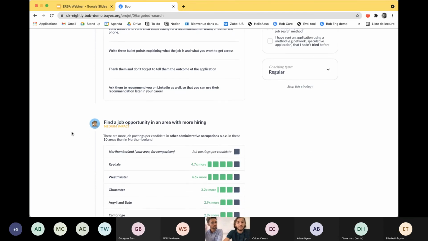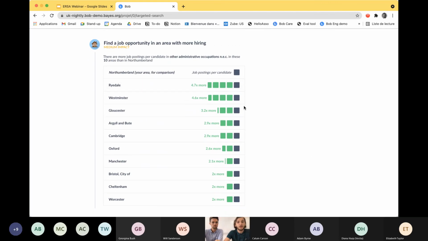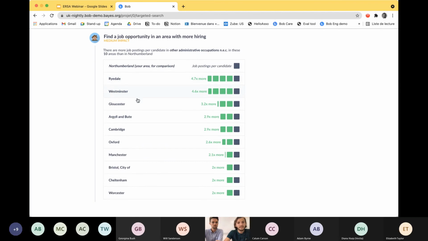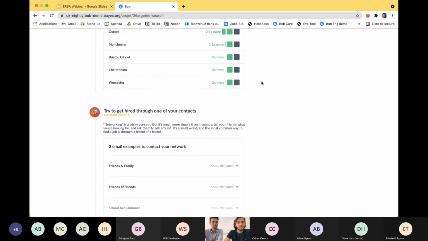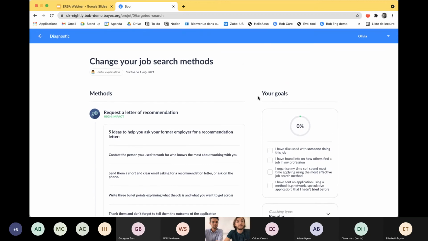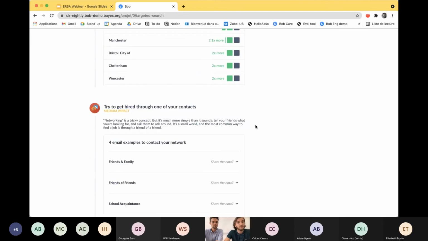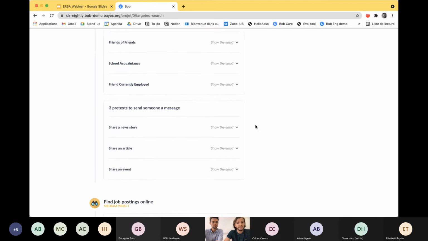And below, you have some more localized methods, which is find a job opportunity in an area with more hiring, which leverage actual labor market data to suggest some places where they might have more chance to find an occupation regarding the labor market. Also, this is the library content where any partner can add, for example, training programs or interesting things that they would like for Bob to showcase here.